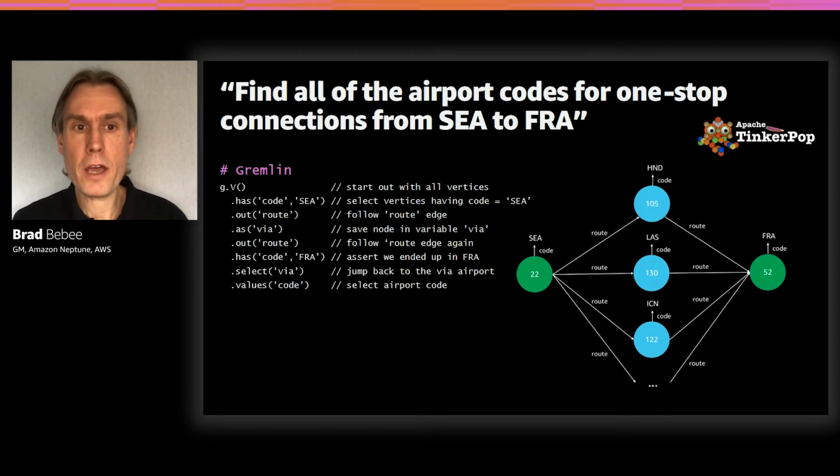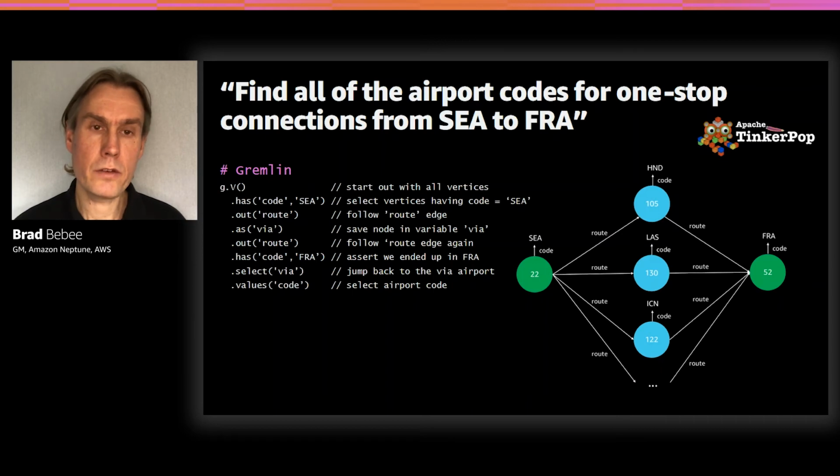Then we want to step out one hop. So we want to find all of the airports that are one route away from Seattle. And we do that with the out route. Now you'll notice between those two steps we had an as via. That means basically we're going to save those intermediate results off and we're going to provide a virtual label called via on the path traversal.